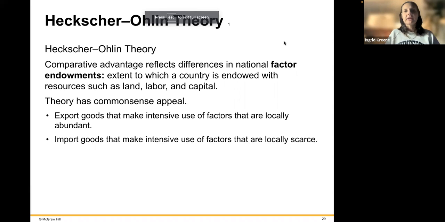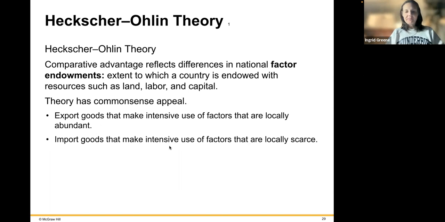So the Heckscher-Ohlin theory talks about comparative advantage and how it reflects differences in national factor endowments, the extent to which a country is endowed with resources such as land, labor, and capital. People like this theory because it has common sense appeal. It makes sense that if a country has a lot of land, a lot of talented labor, or capital, then it should be able to move forward with production. So they can export goods that make intensive use of factors that are locally abundant, and import goods that make intensive use of factors that are locally scarce.